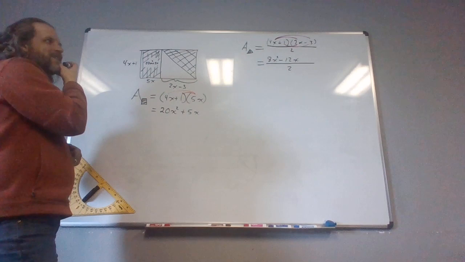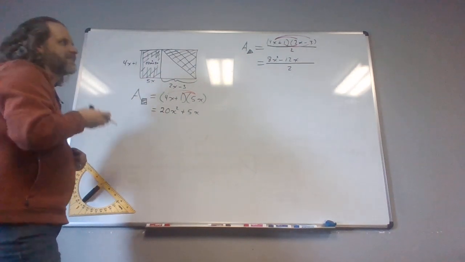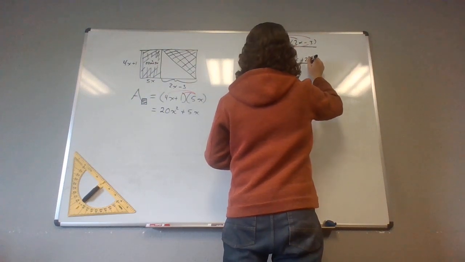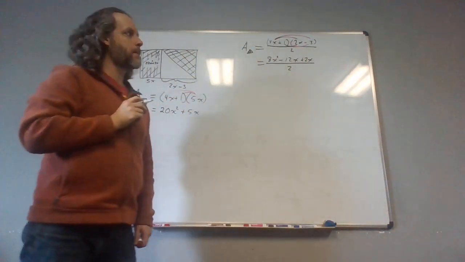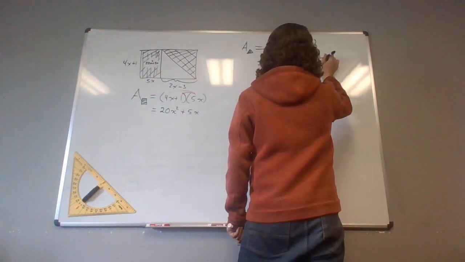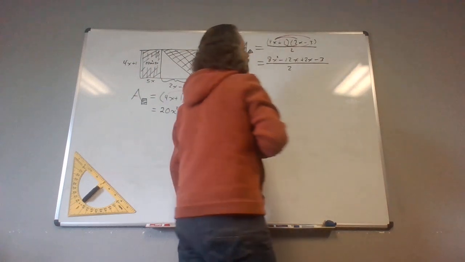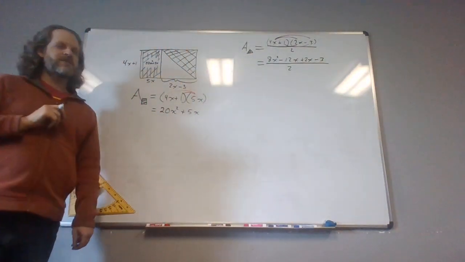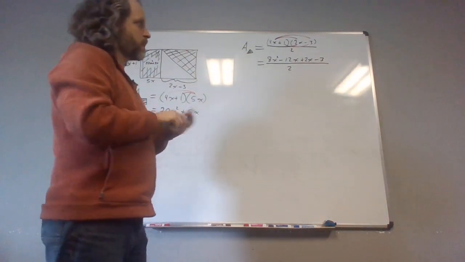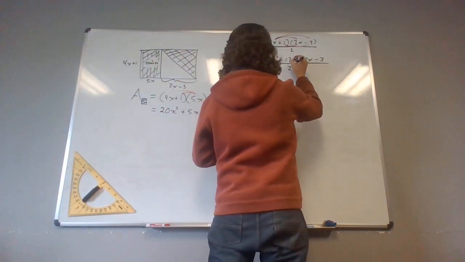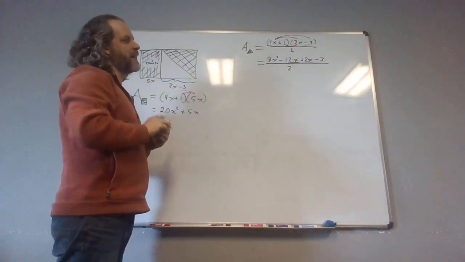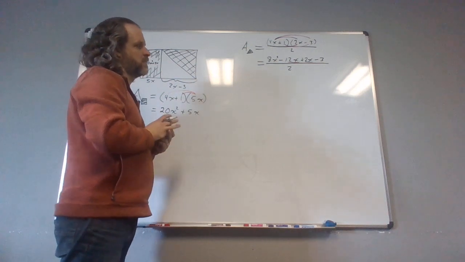Thank you. What is 1 times 2x? 2x. What's 1 times negative 3? Negative 3. Now what can we simplify? The 2x and the negative 12x. Those are like terms. So what's negative 12x plus 2x? Negative 10x.